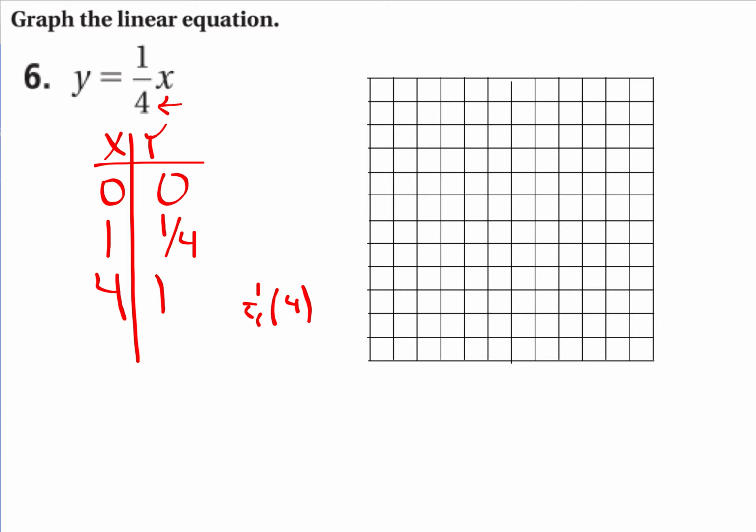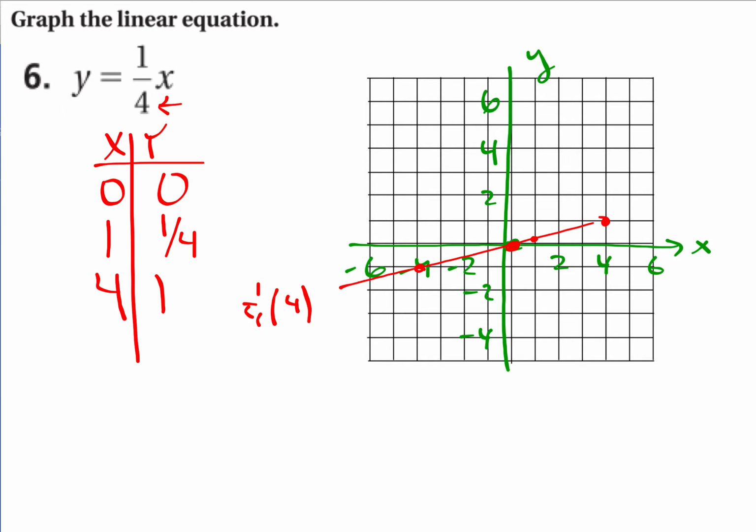And let's plot those. So we've got the x-axis, the y-axis, and this 2, 4, 6, negative 2, negative 4, negative 6, 2, 4, 6, and negative 2, negative 4. Okay, it's all nicely labeled. And we've got 0, 0, and 1, 1/4. That's going to be kind of right there. And 4, 1. Using the pattern, I can see I get another dot over here, and I can draw my line.